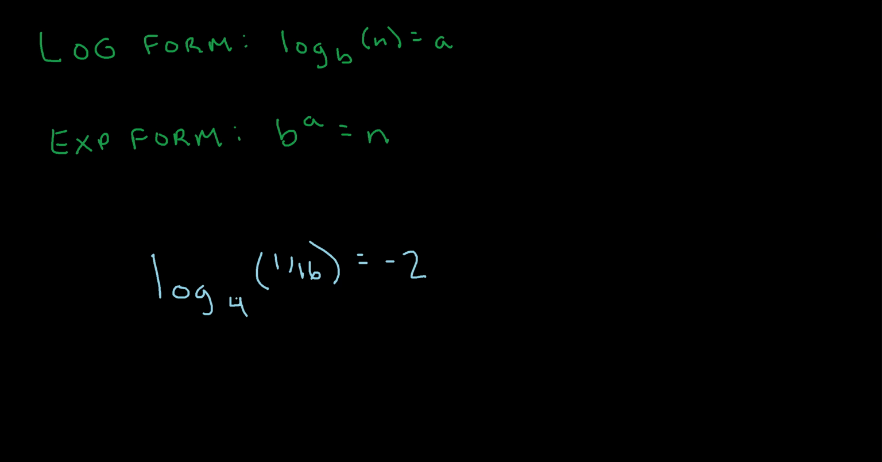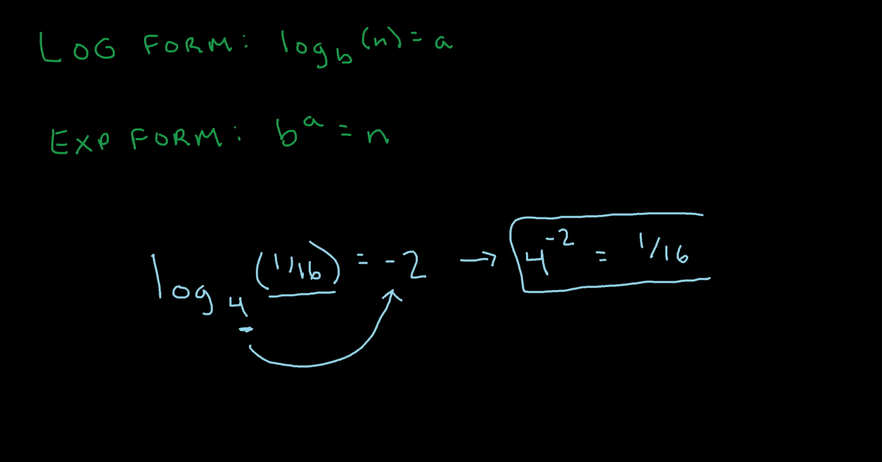Let's say we have log base 4 of 1/16 is equal to -2. This is currently in logarithmic form. To write it in exponential form, we'll start with the base, so 4 to the power of whatever's over here, -2. 4 to the -2 is equal to whatever we have left over on the left-hand side, 1/16. This is how we would write it in exponential form.